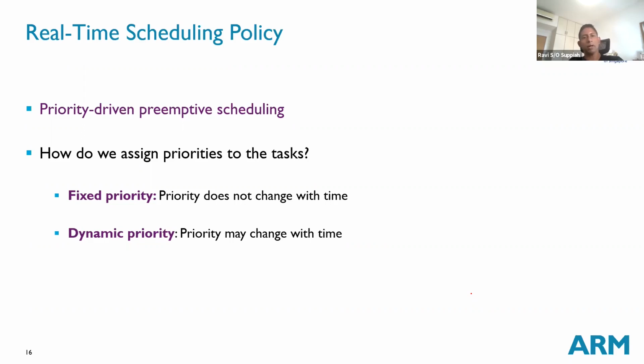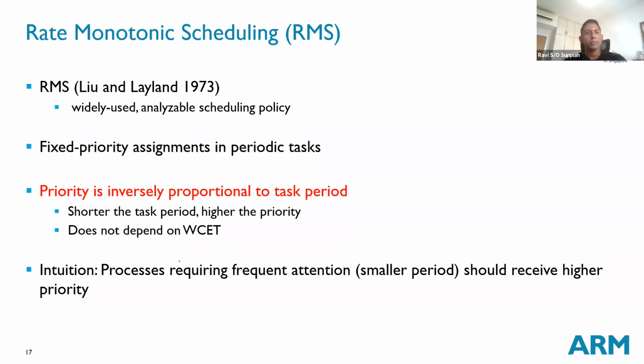Since priority is so important, how do I assign this priority number? There are two approaches. One is fixed priority, where the priority does not change with time, and the other one is dynamic priority. In dynamic priority, the OS may consistently adjust the priority level based on what is happening. We will look at one example later on. Let's look at the fixed priority mechanism first.